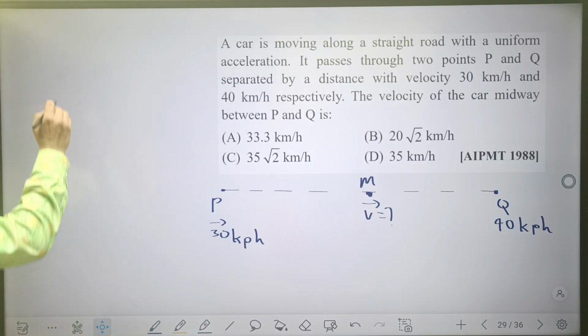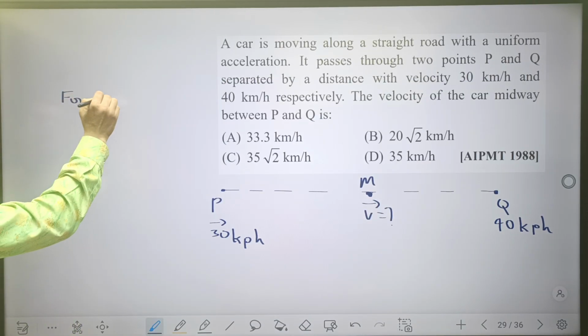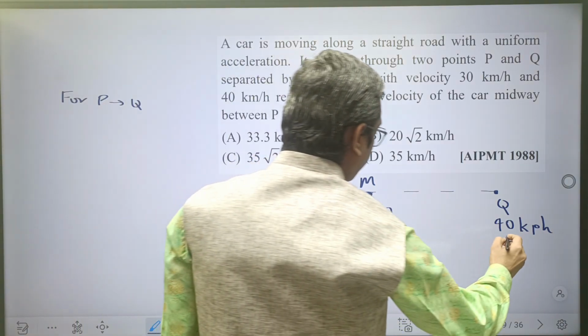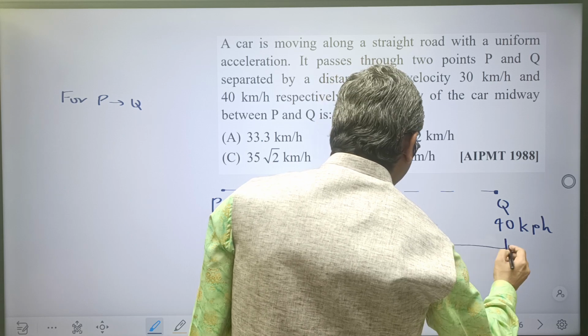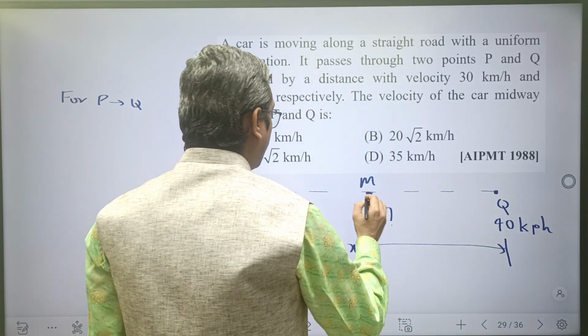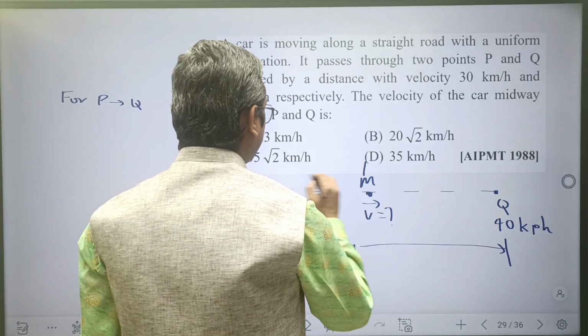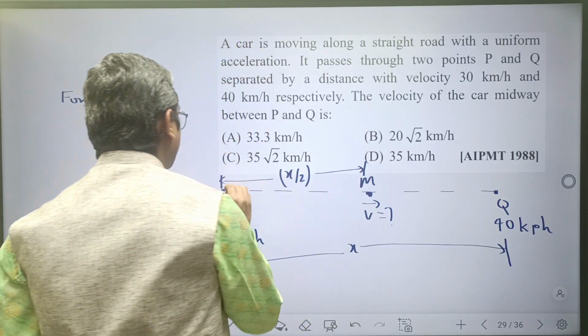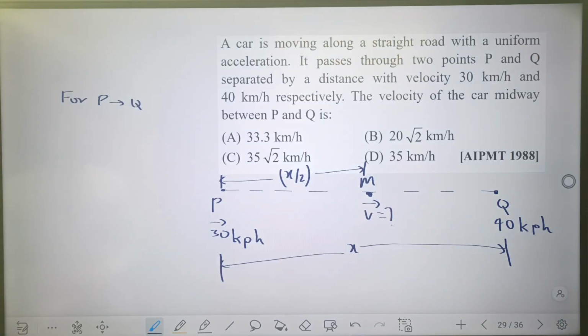So for the journey P to Q, first we will find the acceleration. Let us suppose the distance here is x. It is not given, but we are taking it as x. And in the second case, for P to M, since it is the midpoint, the distance will be x by 2.